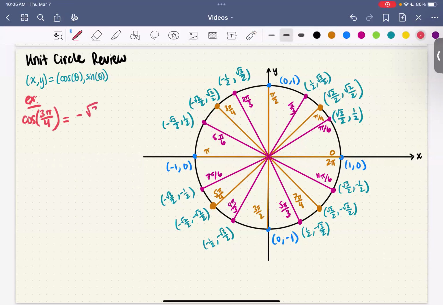So if they had asked me sine, I would have said, well, I got to go left, but then I got to go up. That's a positive root 2 over 2 for sine of 3 pi over 4.